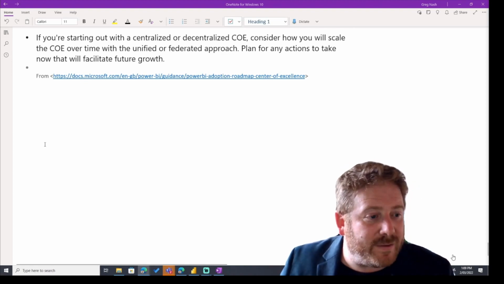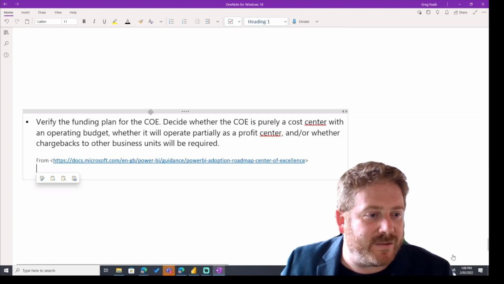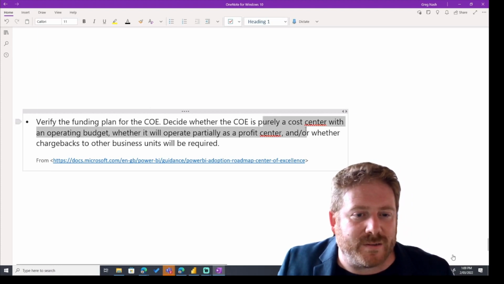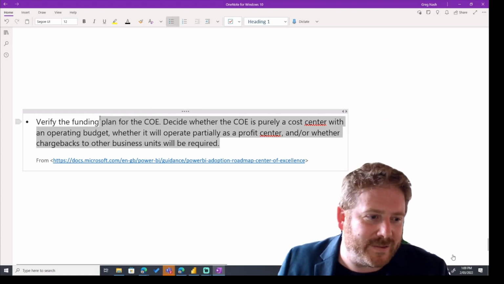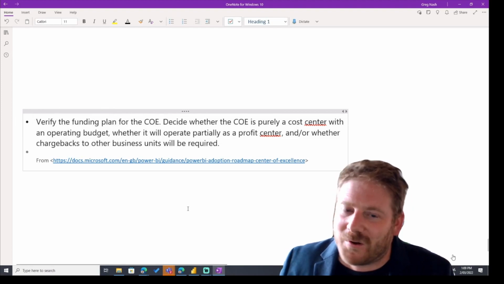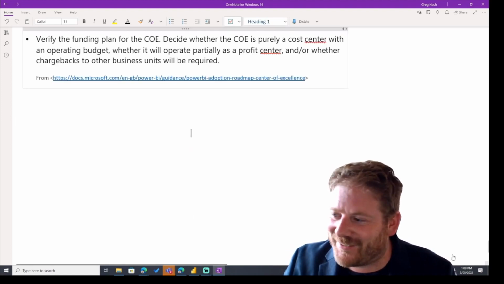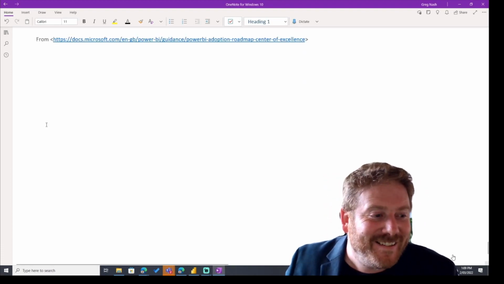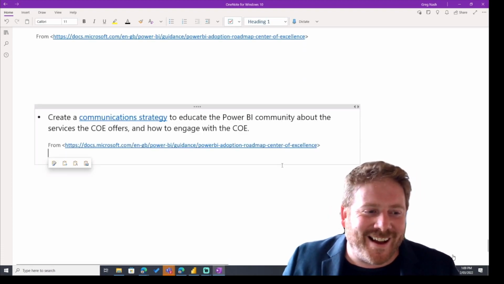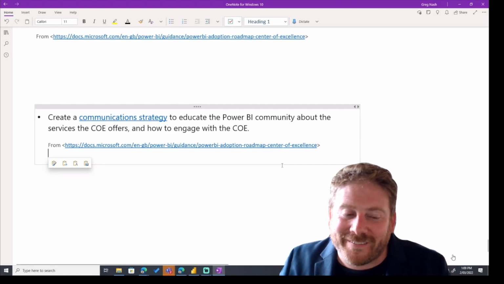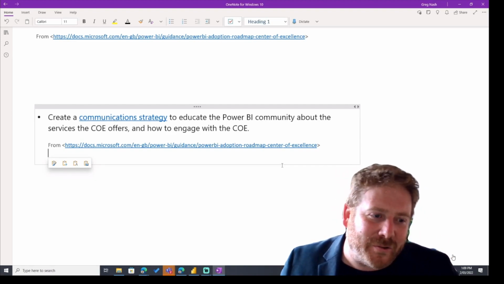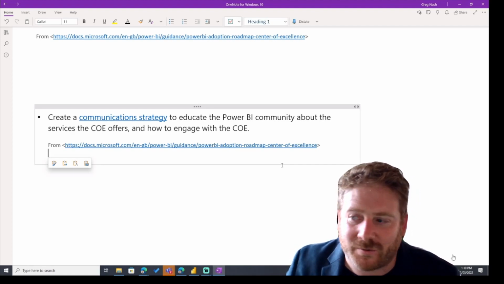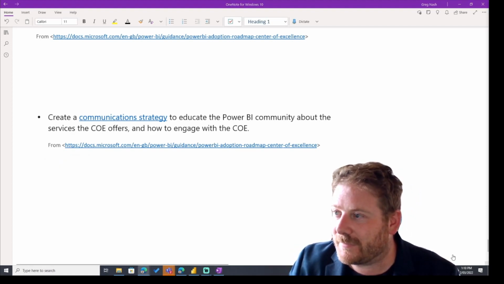Make sure you have a funding plan, which we didn't go into, but decide whether it's purely a cost center with an operating budget or whether it operates as a profit center. So you do chargeback. I love chargeback in IT. It always causes a lot of controversy. All right. And a comms strategy for your COE, right? So think about, okay, you've got all these people and stuff, you've created this cool team. How do we get it out there to your business users about how to use it?